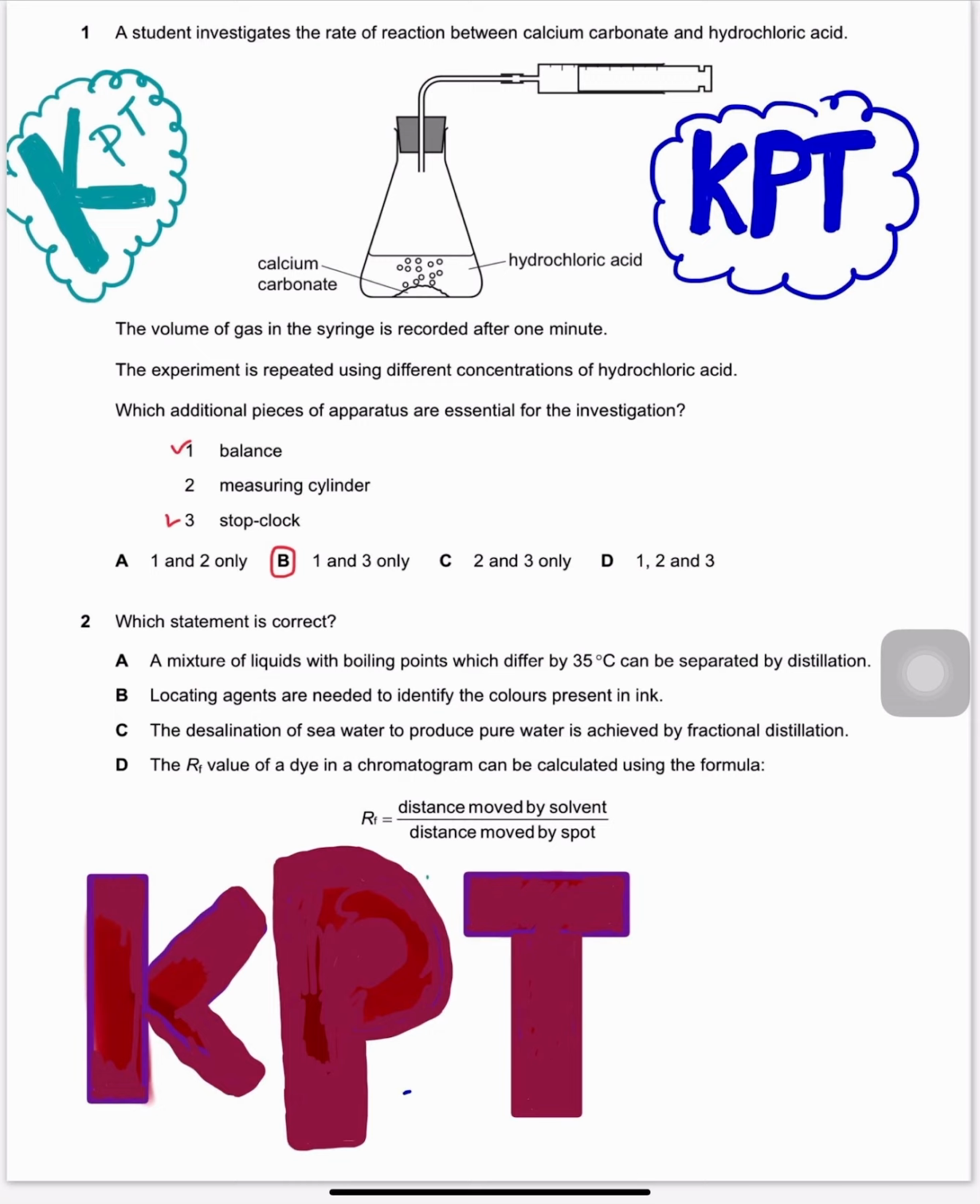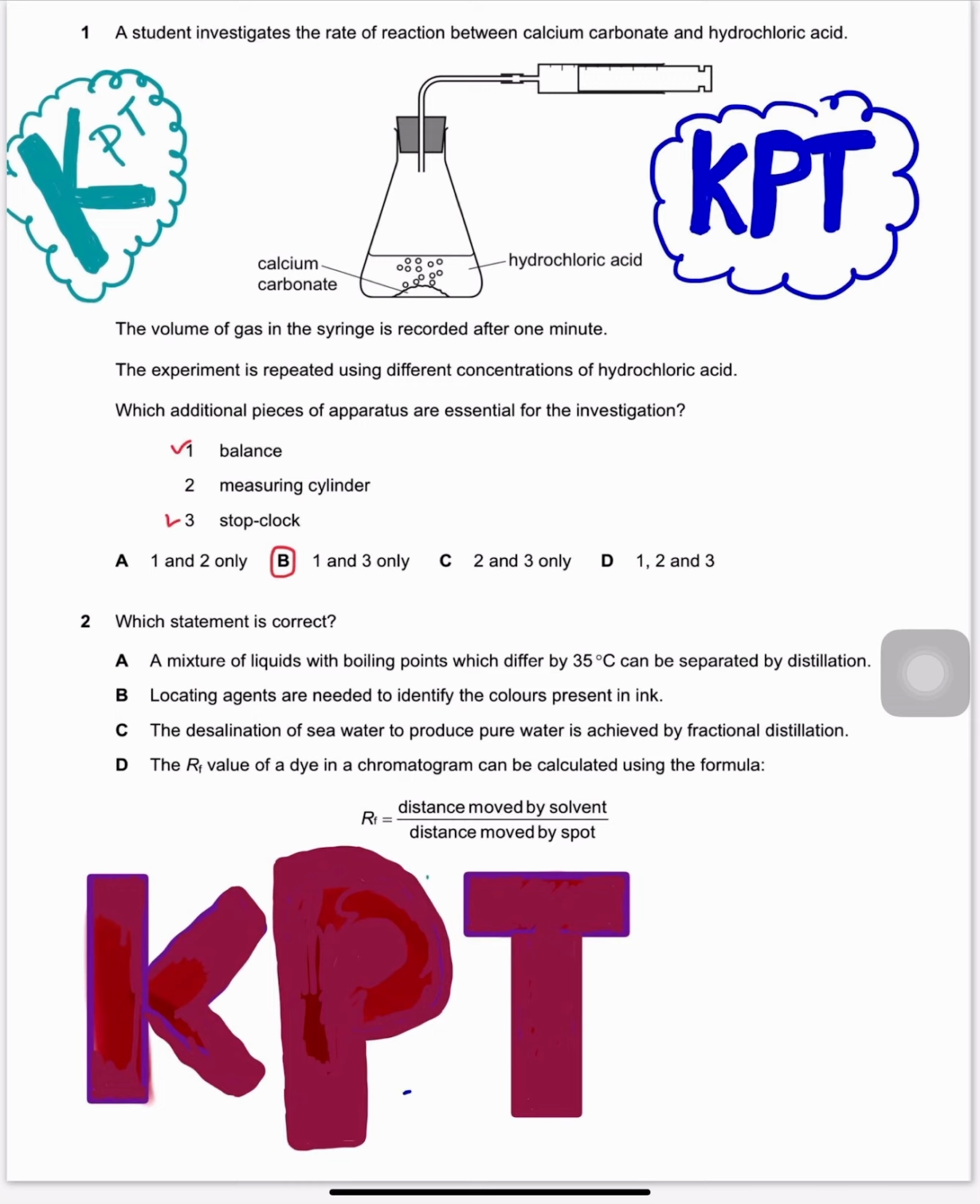Okay, let's read the question. The volume of gas in the syringe is recorded after 1 minute. The experiment is repeated using different concentrations of hydrochloric acid. Which additional pieces of apparatus are essential for this investigation? The answer is B. Why is the answer B? Let's have a look. It's balance and stop clock.